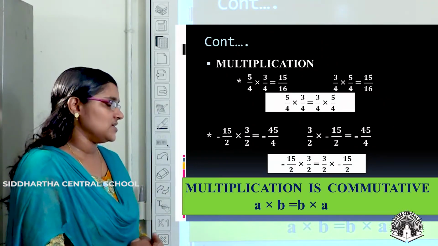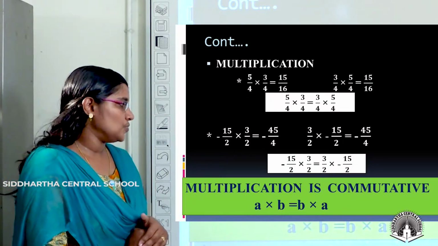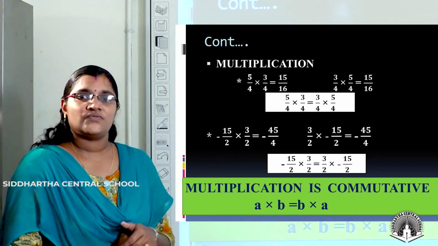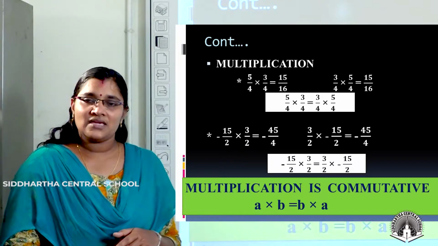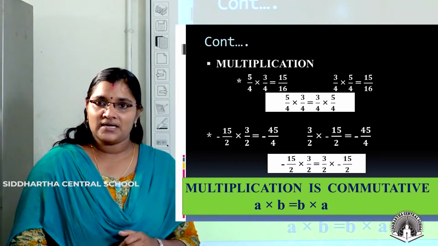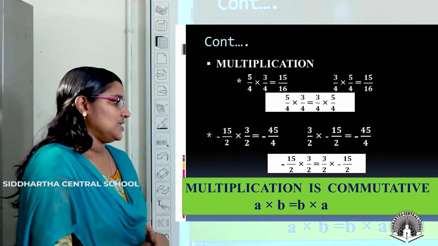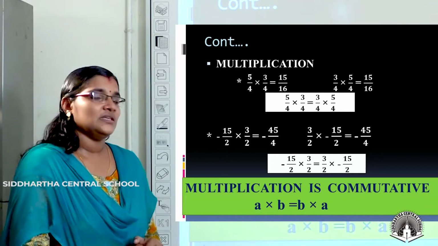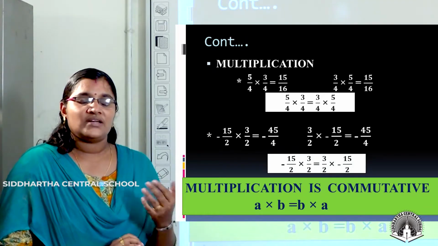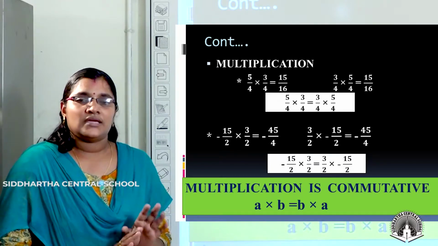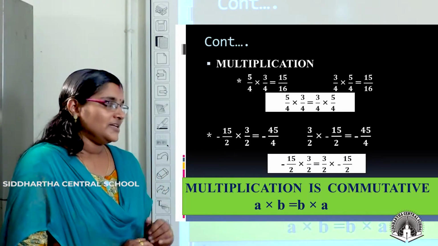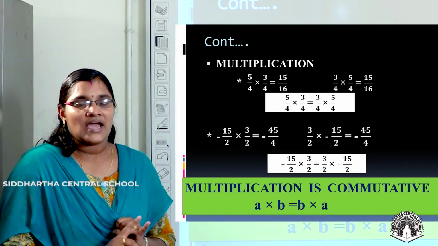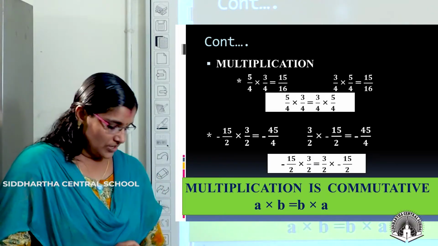So we can say that minus 15 by 2 into 3 by 2 is equal to 3 by 2 into minus 15 by 2. So in the multiplication case also, the commutative property is satisfied. So we can say that multiplication is commutative. So A into B is equal to B into A. If we take any rational numbers, the commutative property for multiplication is satisfied. So the commutative property is satisfied for addition and multiplication.